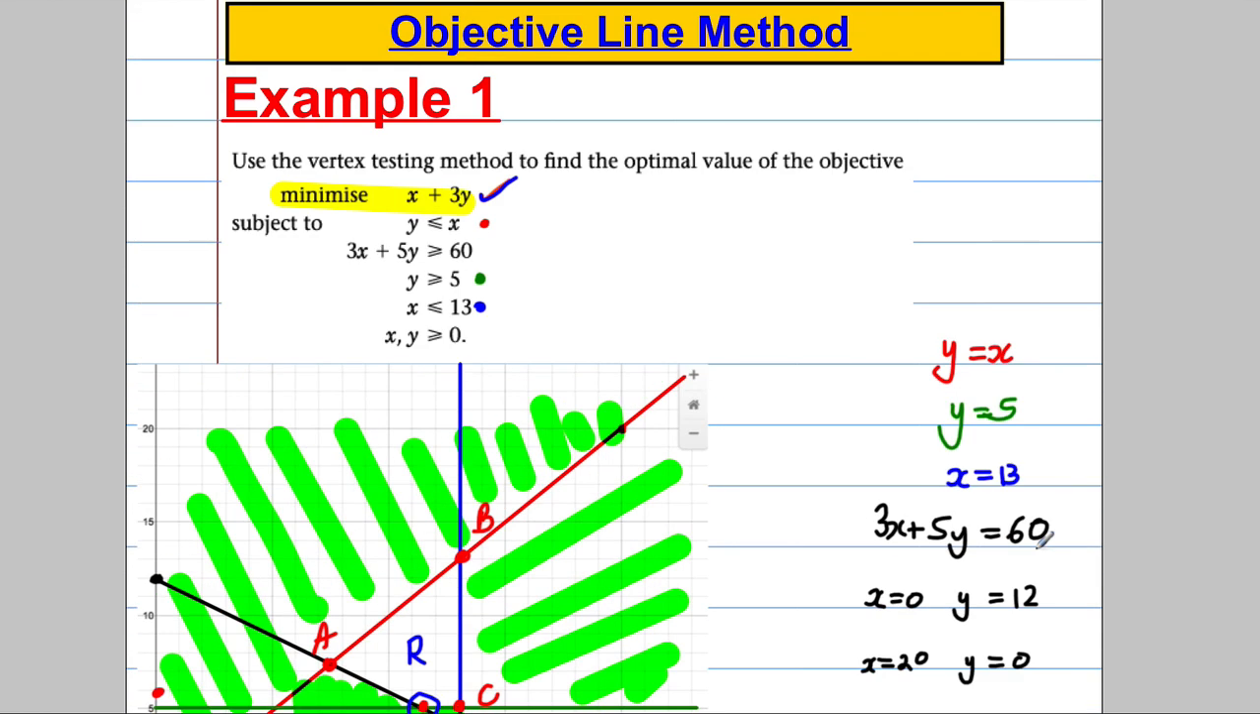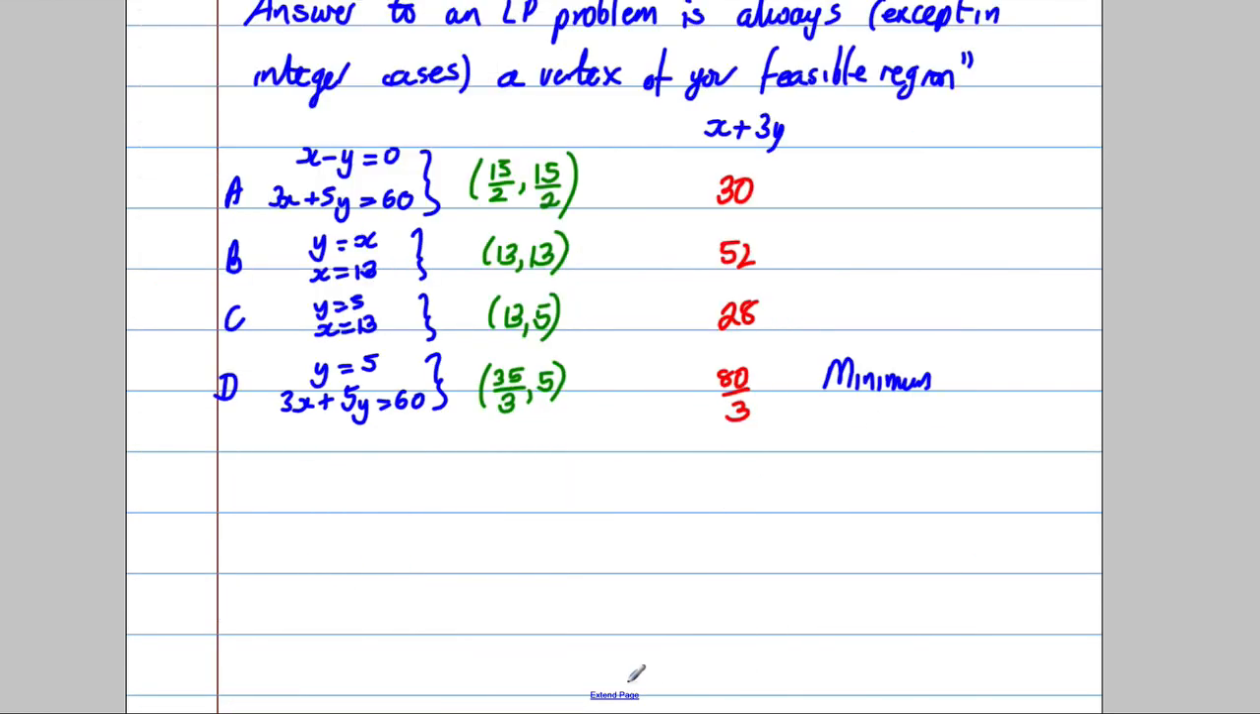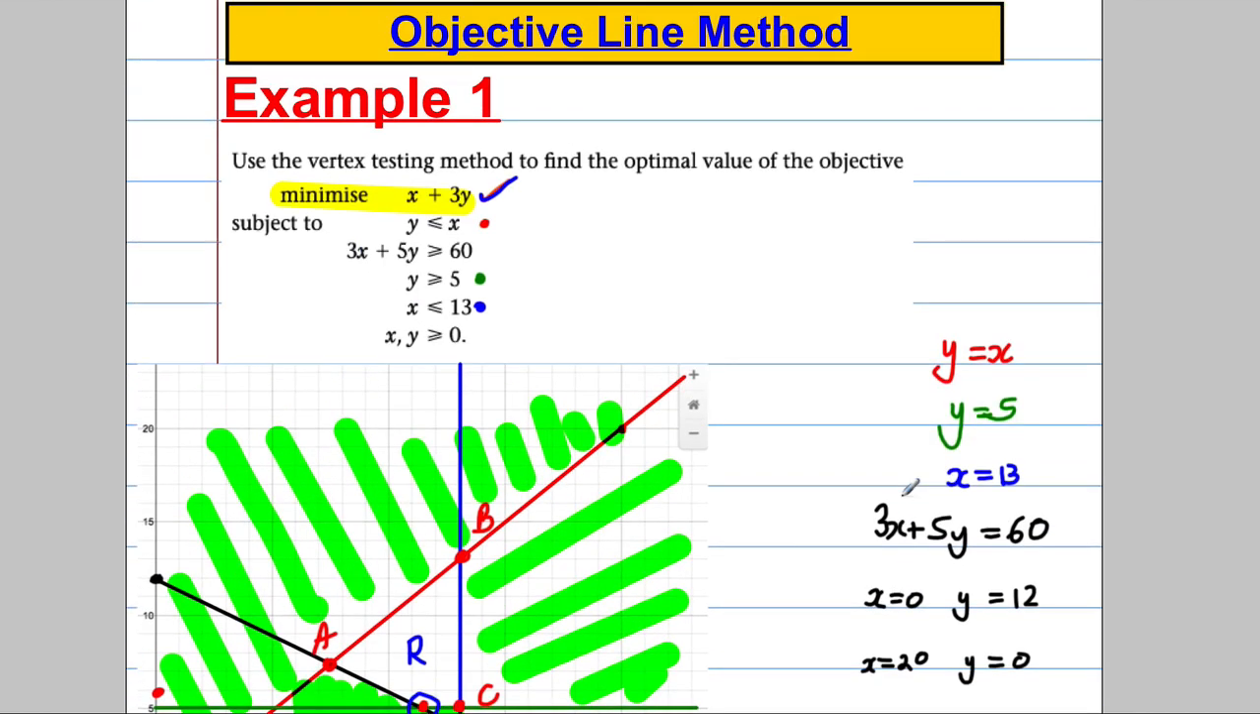Okay, and the question was to find the optimal value of the function. So the optimal value is 80 over 3 at point D, which is 35 over 3 and, sorry, 5, like that. And that's how you would do this type of question.